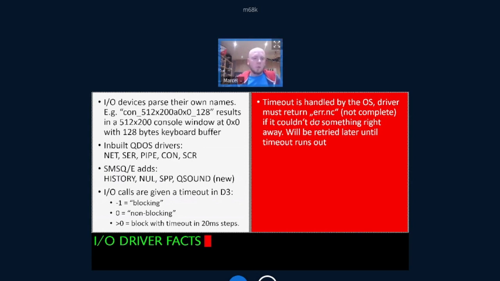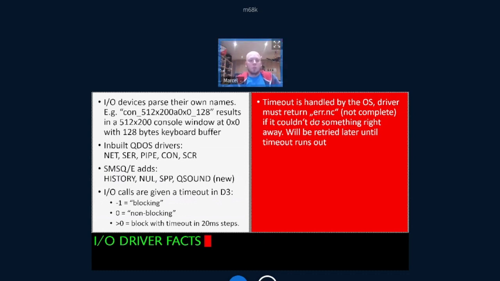Several drivers were already integrated in QDOS, like NET, which is a very simple peer-to-peer network, but actually for the price, back in the day, pretty cool. Serial pipe for inter-process communication. CON screen is basically the same as CON, but you couldn't get any keyboard input through it, but it was a window on screen.